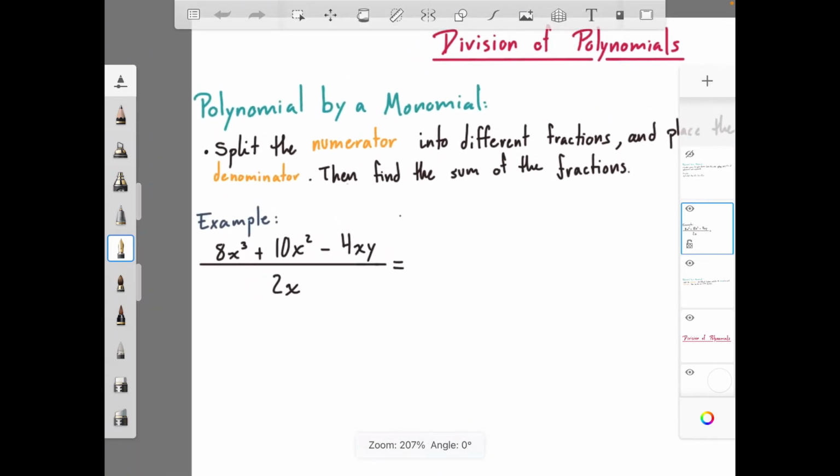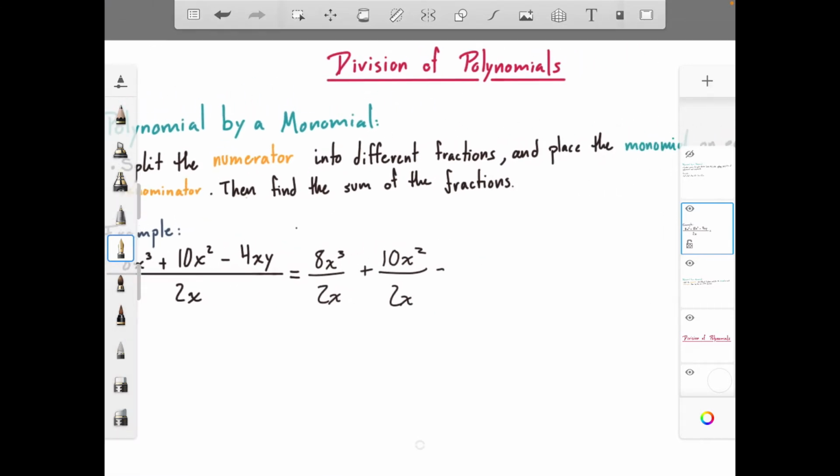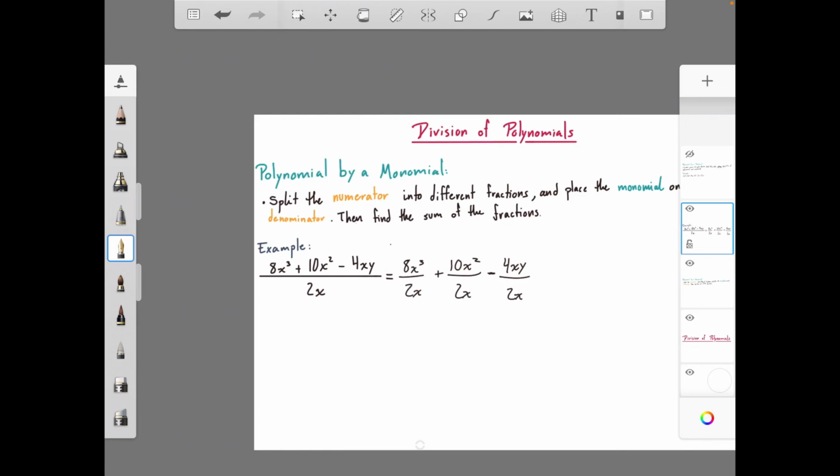So first we have to split the numerator. So 8x to the third over 2x, plus 10x squared over 2x, minus 4xy over 2x. Okay, so now that we've done that, we just have to add those three, or better, just simplify them.